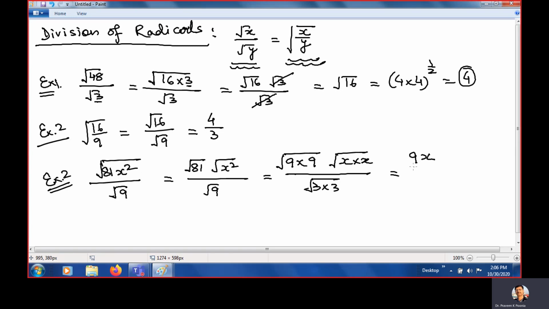Because all three are square roots, one number will come out: 9x upon 3. If you divide 9 by 3 you will get 3, because 9 is divisible by 3. So the answer is 3x. 9 divided by 3 is 3. So 3x is the answer. So that's all about the addition, subtraction, multiplication and division.